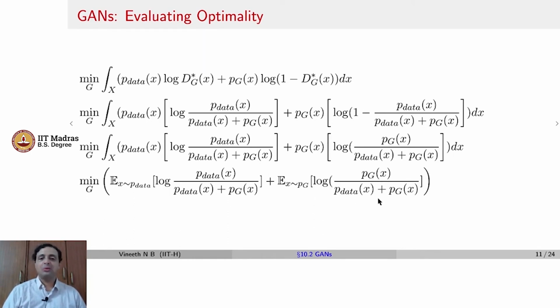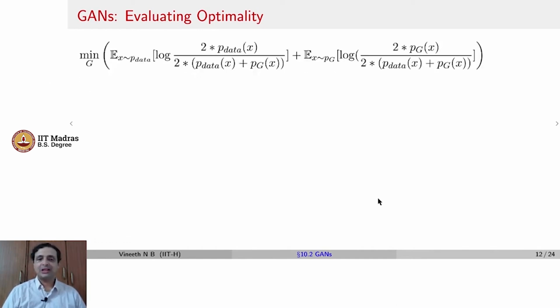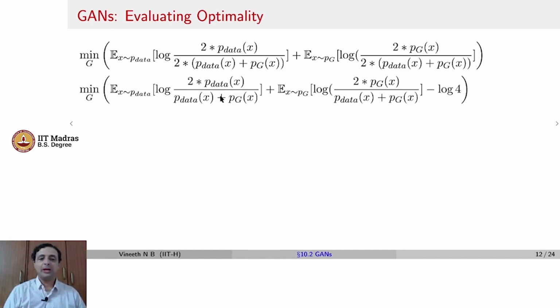What do we do with this? Let's now multiply and divide both of these terms by 2. And once we do that, we can take the denominators 2 and add those two terms up and get a minus log 4. Using the first 2, you would get a minus log 2. Using the second 2, you will get a minus log 2. When you put these two together, you'll end up having a minus log 4 term here.